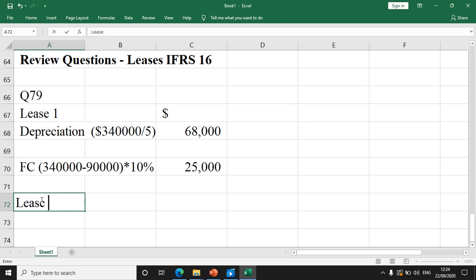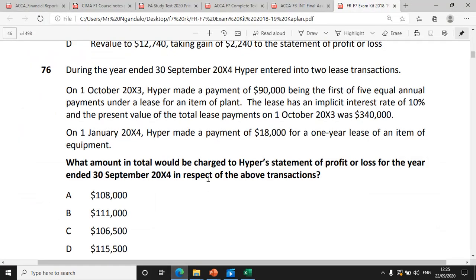Then we go to lease 2, which is short term. The first one was a finance lease in advance. This one is an operating lease. I want you to be careful with your dates. We have to be extremely careful with our dates. Notice that the first lease was acquired on 1st October, but the second lease is acquired on 1st January, and we are only closing on 30th September. So the first lease items are for the full year, but the second lease item will be for only about 9 months, if I'm not mistaken.